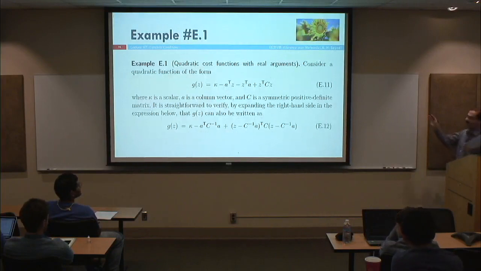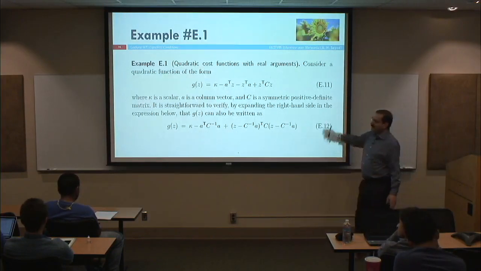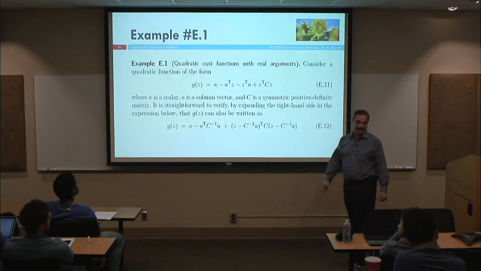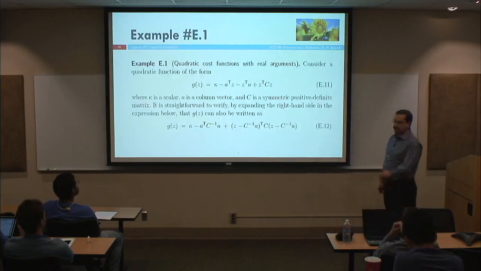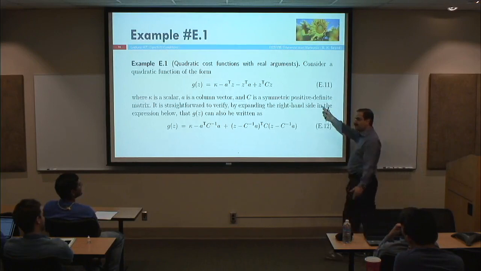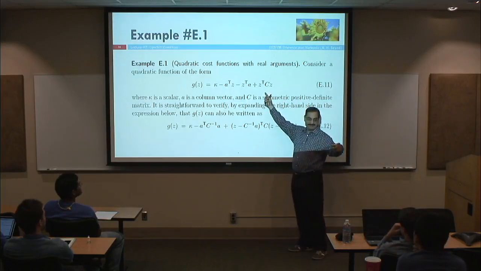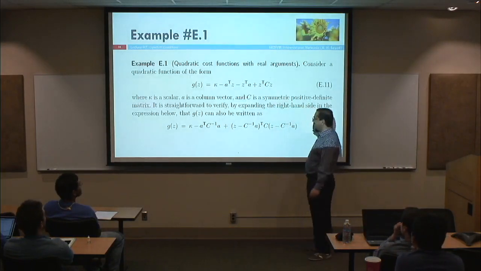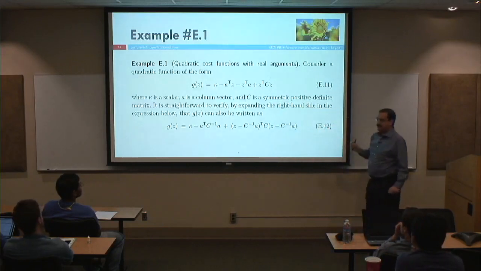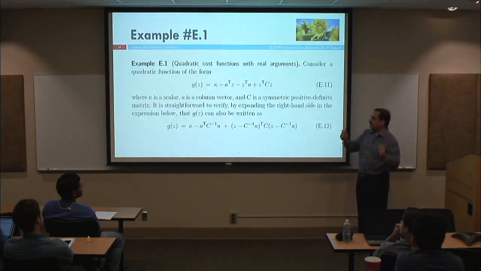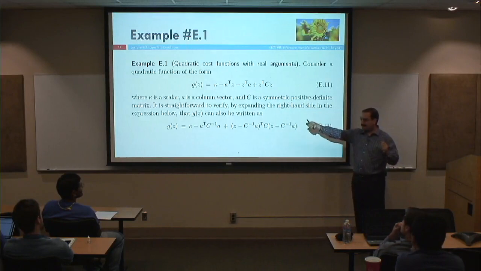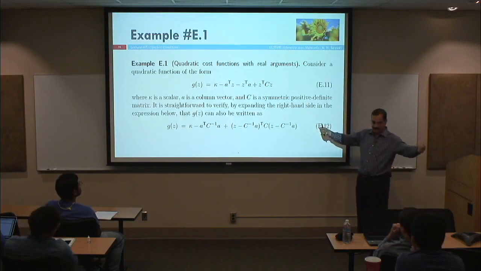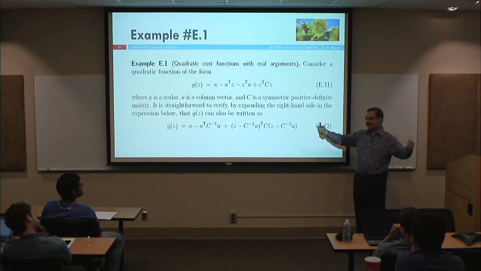Fine. This is an example. A quadratic function, g of z, is quadratic. So it's convex if C is symmetric and positive definite. The Hessian matrix is 2C. So it's bounded between 2 lambda min of C and 2 lambda max of C. So nu is 2 lambda min, delta is 2 lambda max. Okay.